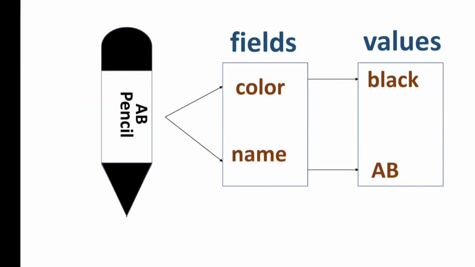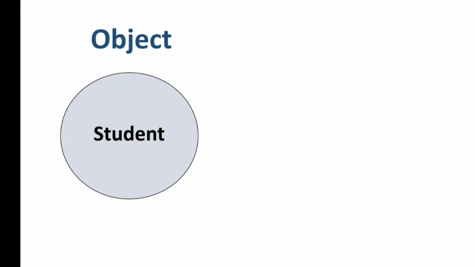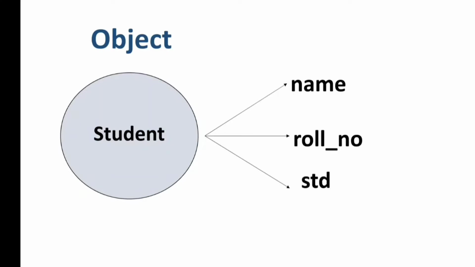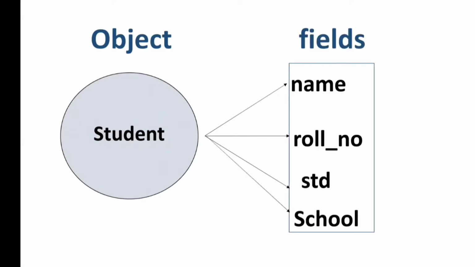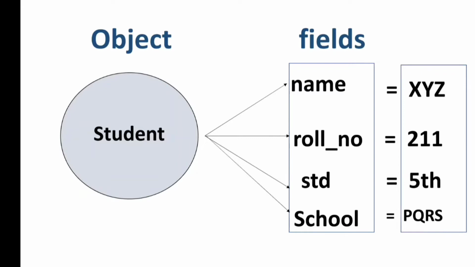One more example is the color of pencil and the name of pencil; these are the fields of pencil. Black and AB are the values of the fields of pencil. So basically each object has its own fields, and each field has its specific values. Similarly, student is also an object, right? And name of student, roll number of student, standard of student, and school of student are the fields of student. Suppose the name is XYZ, roll number is 211, standard is 5th, and school is PQRS. So these are the values of the fields of the student object.